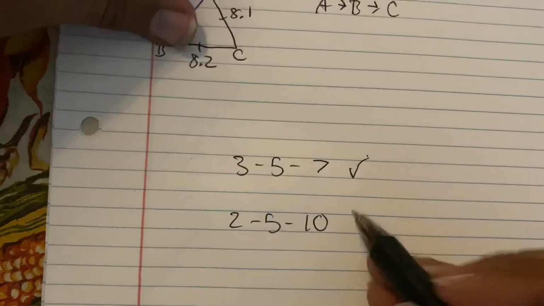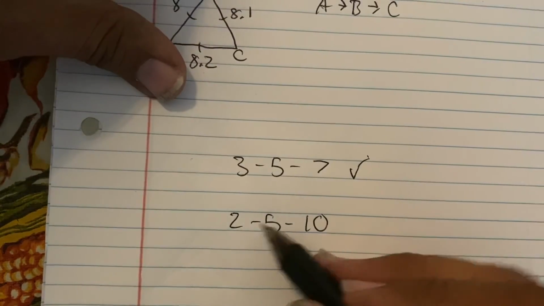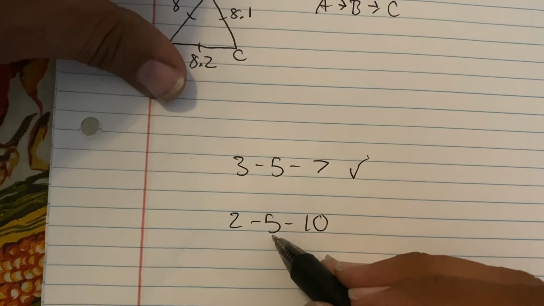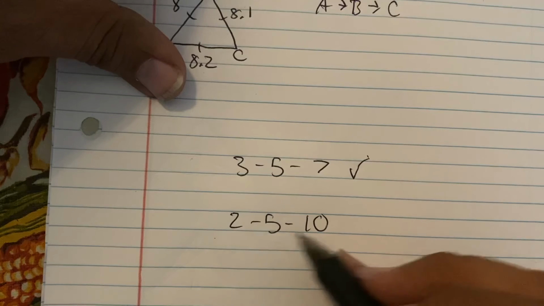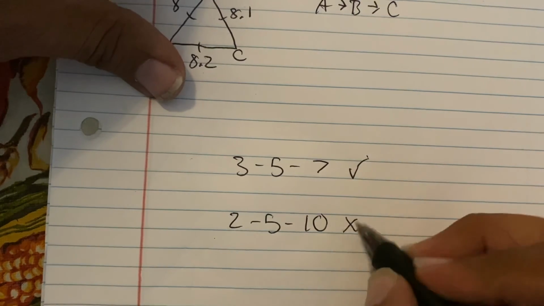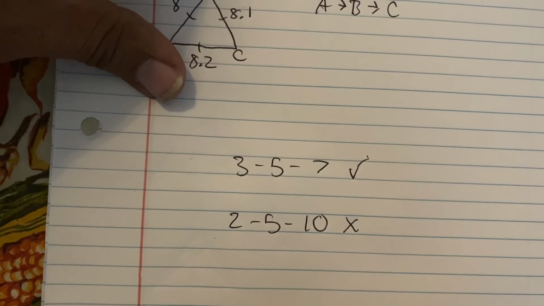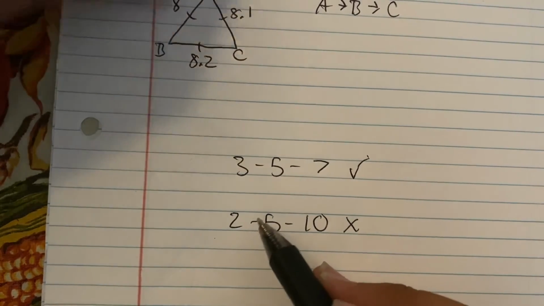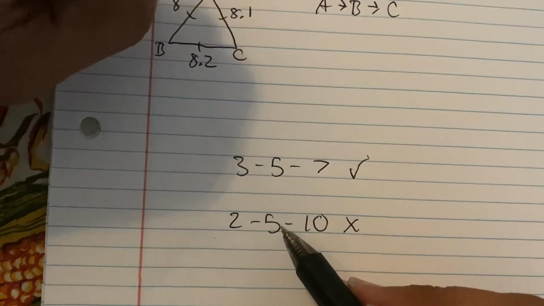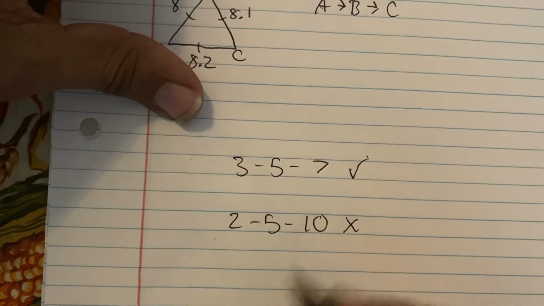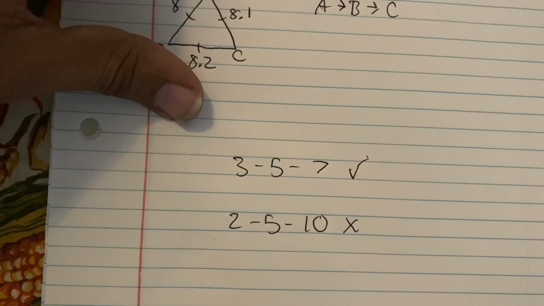Let's check this one. 10 plus 5, larger than 2? Yep. 10 plus 2, larger than 5? Yep. Is 2 plus 5 larger than 10? No. Which means you cannot use these lengths to make a triangle. Okay, it is impossible. If you stretch out 5 and 2 as skinny as it can be, it'll make a 7. And you have to have some kind of bend to make a triangle, so this cannot make a triangle. And that's pretty much it.